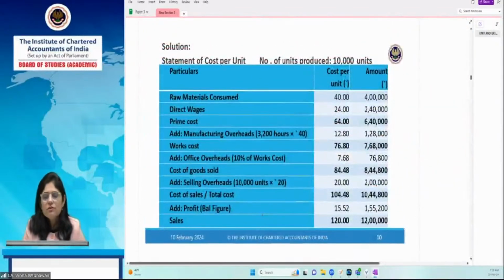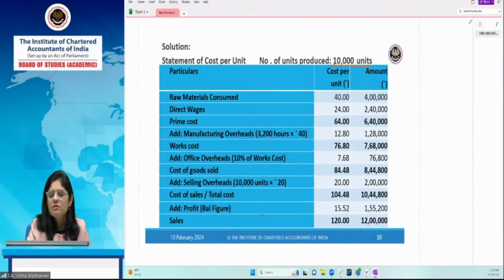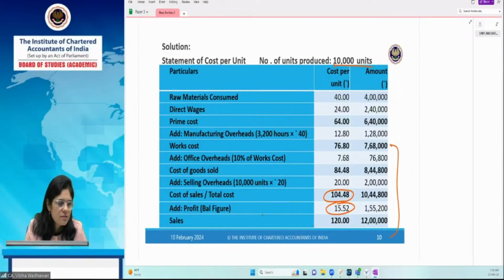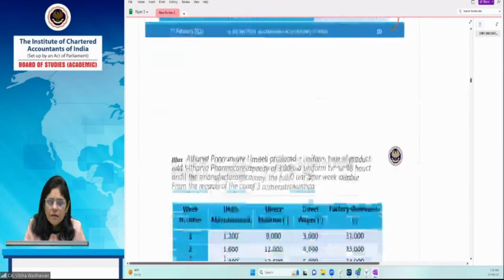So we have the solution also. See, number of units produced 10,000. You should always write at the top of the cost sheet: cost per unit and amount. So this was the cost per unit. This is profit per unit. And these are the total. Clear? So this exactly we have done. I hope you've understood. So let's move further.